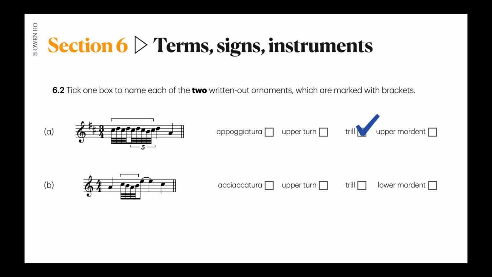And in the second question, we do have a proper upper turn in this case, because it starts with a note above the main note, which is in this case the B, and this is followed by the A below it, before going back to the main note B. And this is how a turn looks in realization. And in this case, the turn sign would have been directly written above the main note B. And this is how you tackle these two sections.